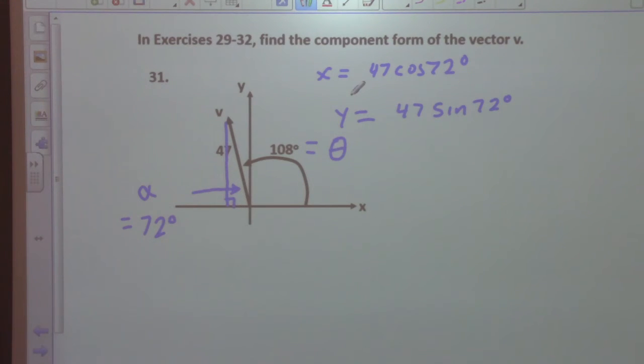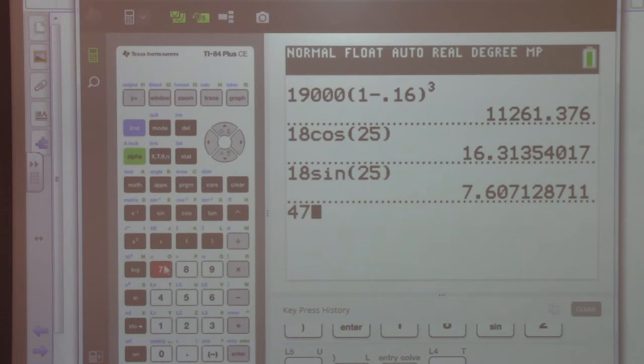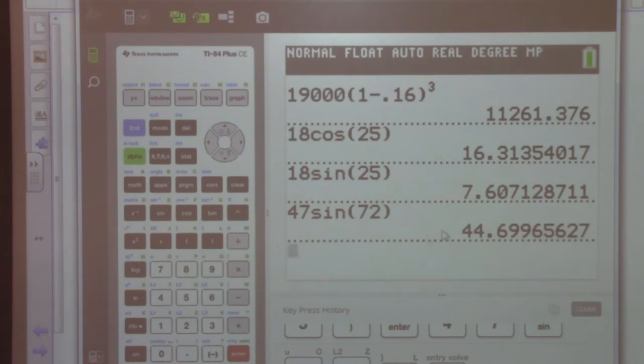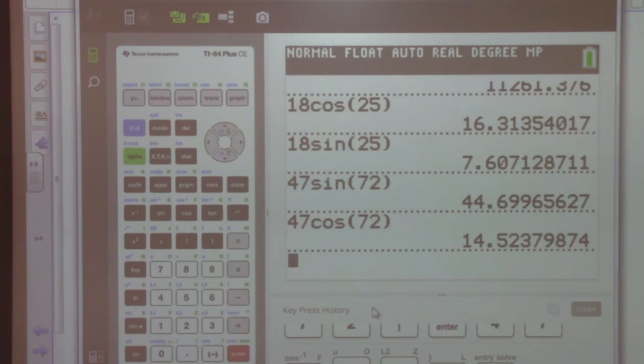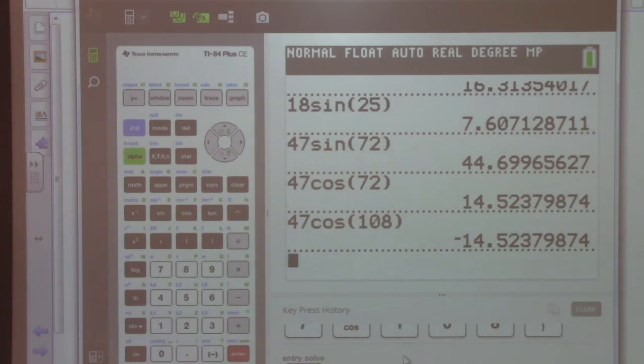Okay, Justin's nodding. They were correct? Okay, let me show you something here. Just like the other one, if I put 47 sine, what was it, 72 degrees? Okay, so we have this, right? No, I meant to put cosine. 47 cosine 72 degrees. I get this, right? But watch this, if I put 47 cosine 108 degrees, I get this.